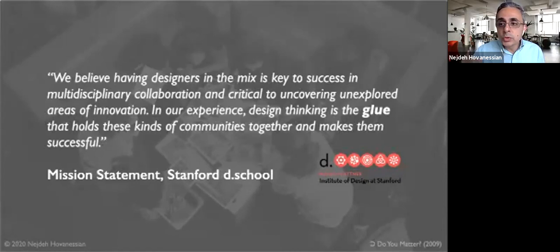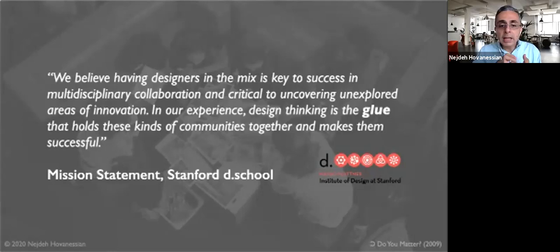So in the design school of Stanford, people from different colleges or schools join this school to learn design thinking and to work in multidisciplinary and multicultural collaboration. And as you see here, we believe having designers in the mix is the key to success in multidisciplinary collaborations and critical to uncovering unexplored areas of innovations. In our experience, design thinking is the glue that holds these kinds of communities together and makes them successful.